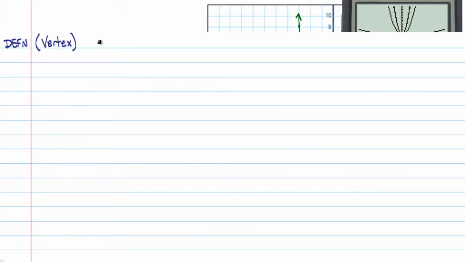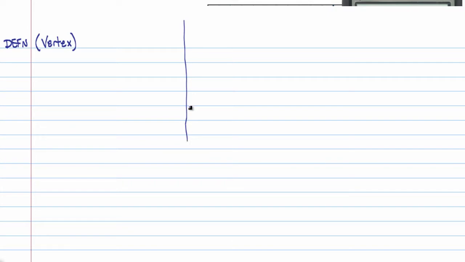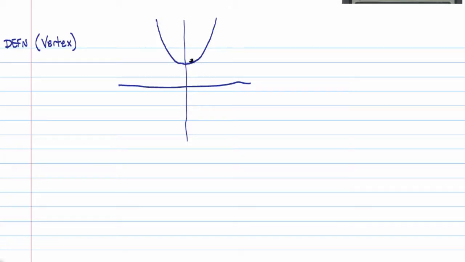Now, before I go any further, I need to talk about a few pieces of a parabola. The vertex. I'll just draw a parabola. The vertex of the parabola is the lowest or the highest point. So this is the vertex. It's essentially the bowing point.